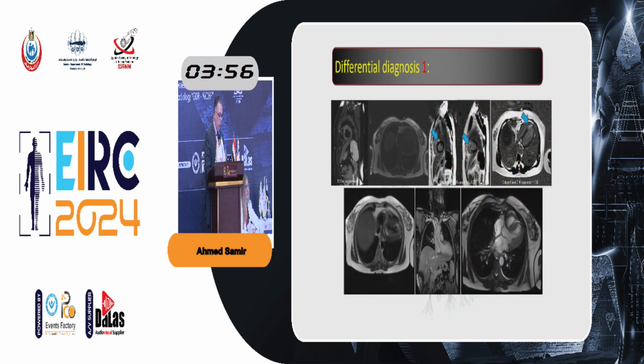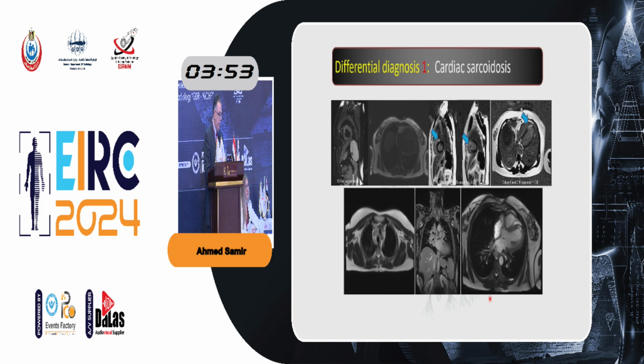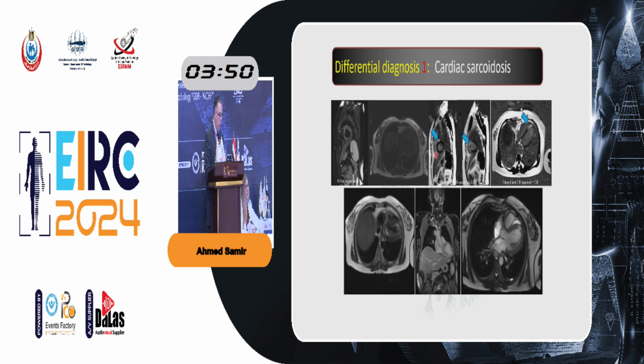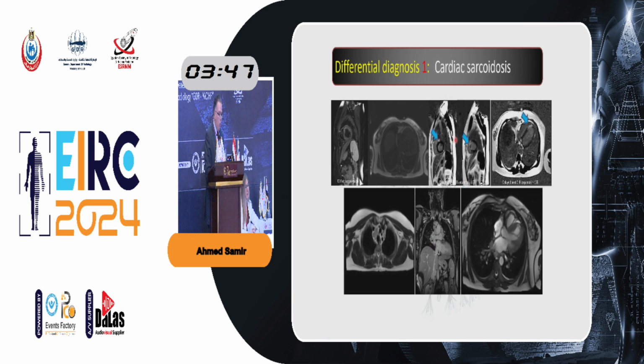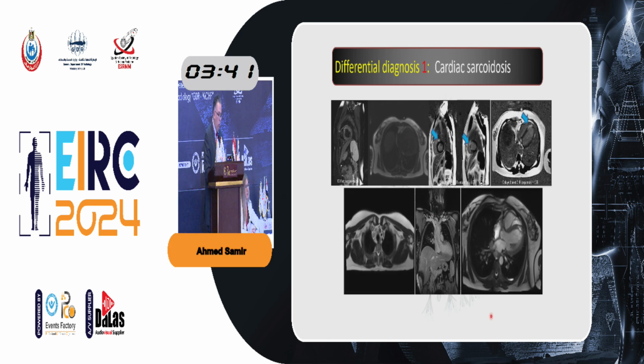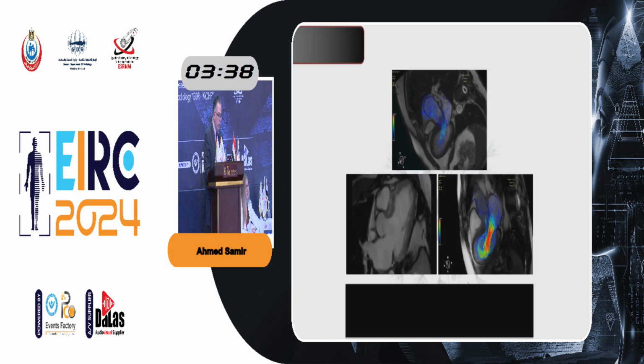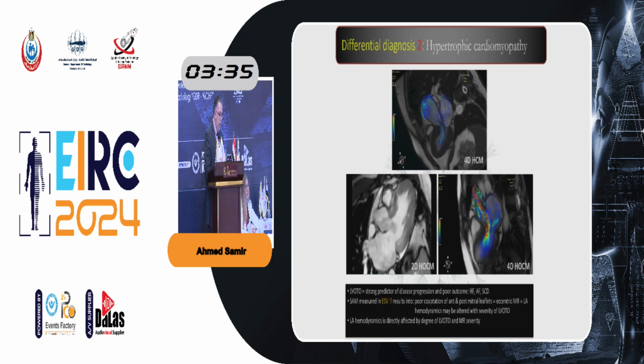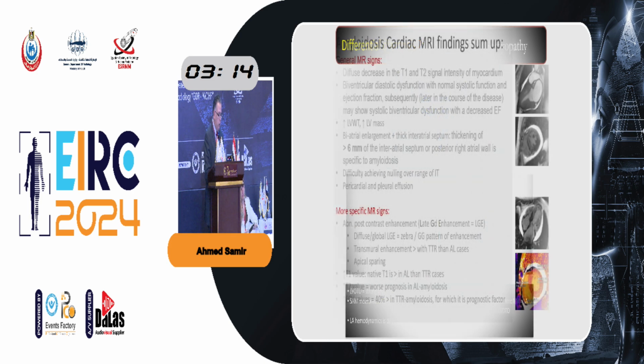So, what is the differential diagnosis? The differential diagnosis is, of course, cases like cardiac sarcoidosis. Typically here, we have lymphadenopathy, we have hepatosplenomegaly, we have a mixed pattern of enhancement: epicardial, subendocardial, transmural. This is one of the differential diagnoses for cases of amyloidosis. And the second differential diagnosis is hypertrophic cardiomyopathy, where the LV mass is increased, and we can have LVOT obstruction, systolic anterior motion, and all the associations that are in cases of hypertrophic cardiomyopathy. But again, here the pattern of enhancement is totally different than in cases of amyloidosis, and the T1 and T2 mapping and ECV values are totally different.